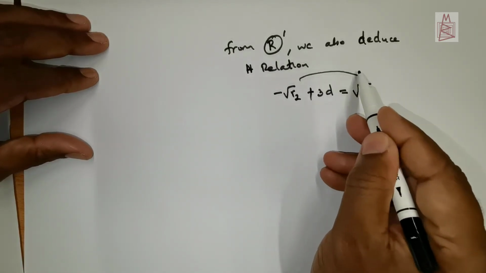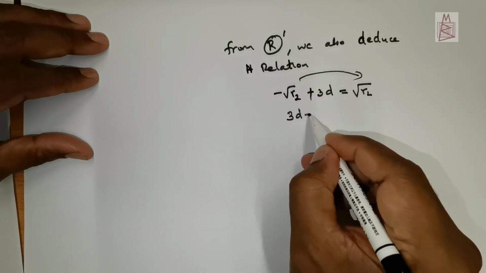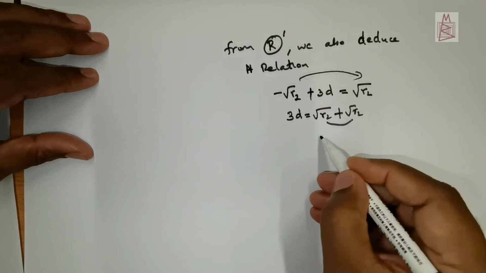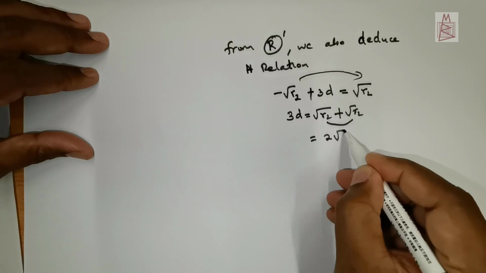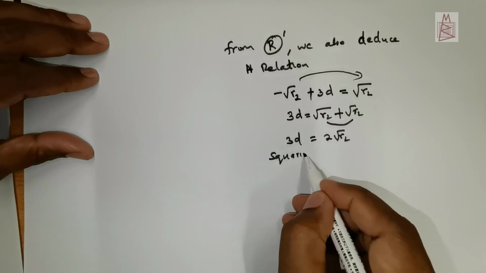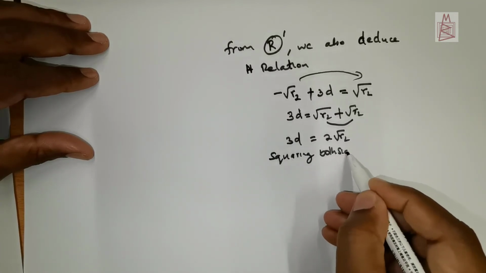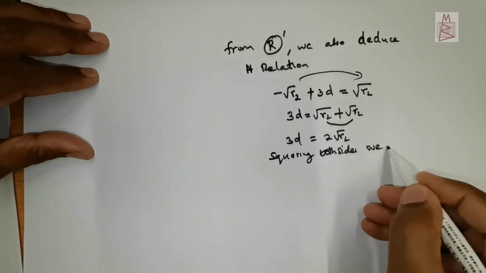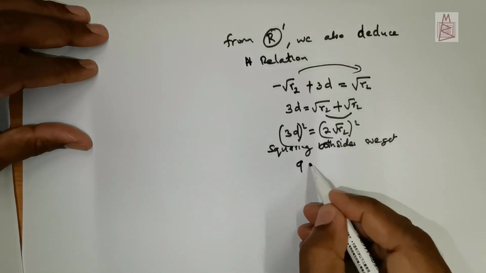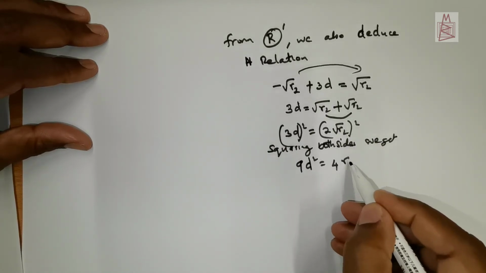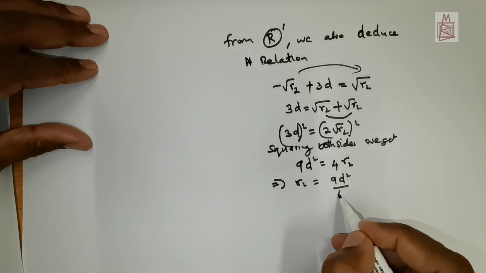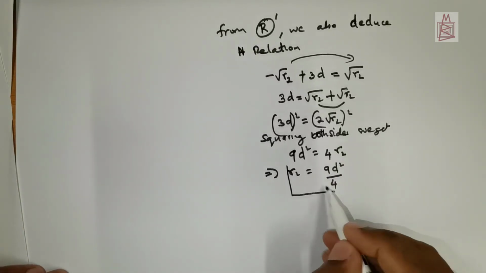Now what I'm going to do, I'm going to move this to the right side. So that would give me 3 times d is equal to positive root of R2. I'm adding these two together. So that's going to be 2 times root of R2 is equal to 3d. I'm squaring both sides. So squaring both sides, this is going to be squared, this is going to be squared, this would give me 9d squared is equal to 4 times R2. So from here, R2 is equal to 9 times d squared divided by 4. So this is what I'm getting with reference to R2.